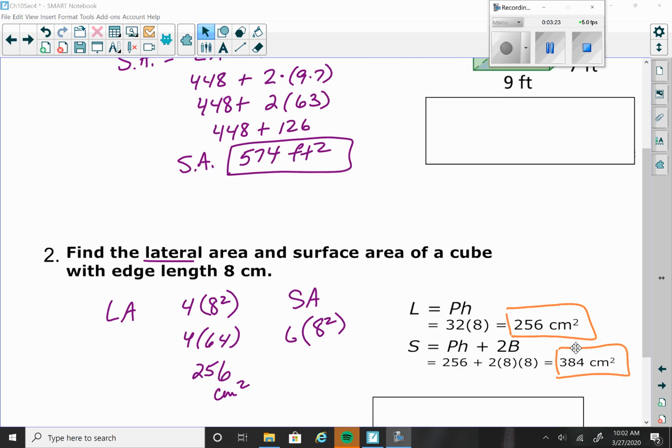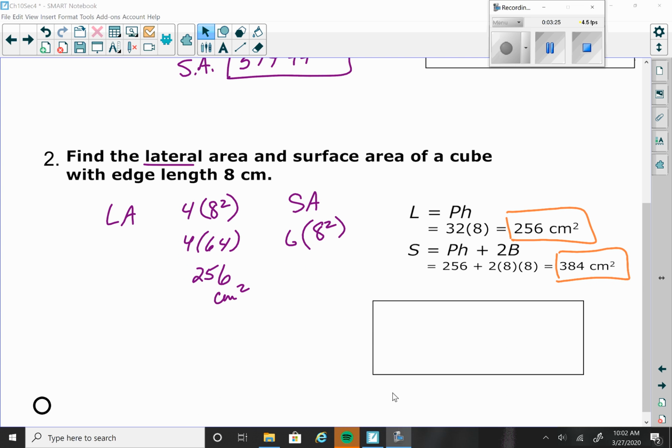The next one that you had to do was the lateral area and surface area of a cube with an edge length of 8. So again, the lateral area, there's 4 faces around the middle that are 8 by 8, so that's 256. And then I add in the area of the two bases, which again are 8 by 8. So you should have a total surface area of 384. So again, lateral 256, total 384. Notice with surface area, because it's a flat surface, my units are still squared or to the second power.